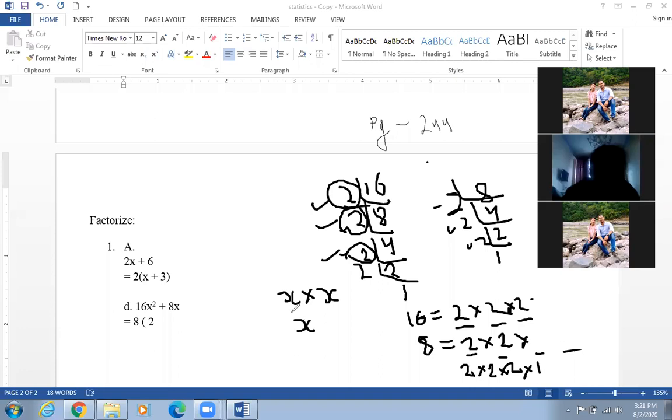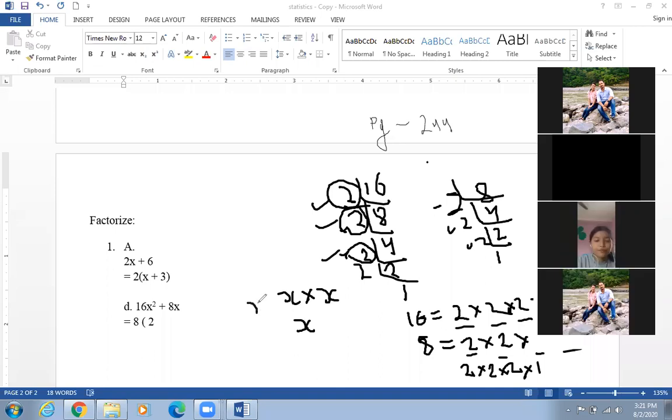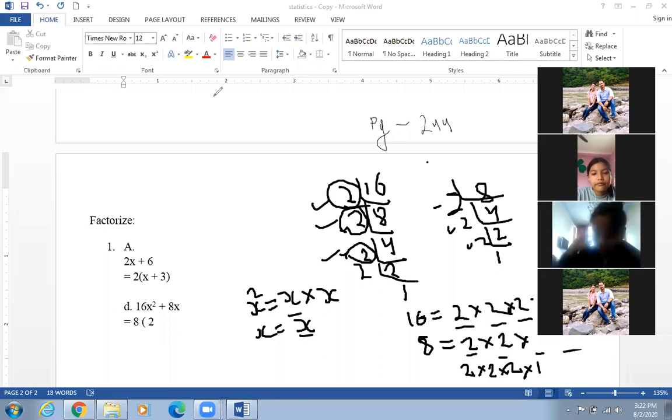So what is common between these numbers? X square means it is x into x, and here is x. X means x only. So what is the common number? X is a common number. So what can we write down over here? There is common x also. In 16 and 8, 8 was the common number, and in x square and x, what is common? X is the common number.